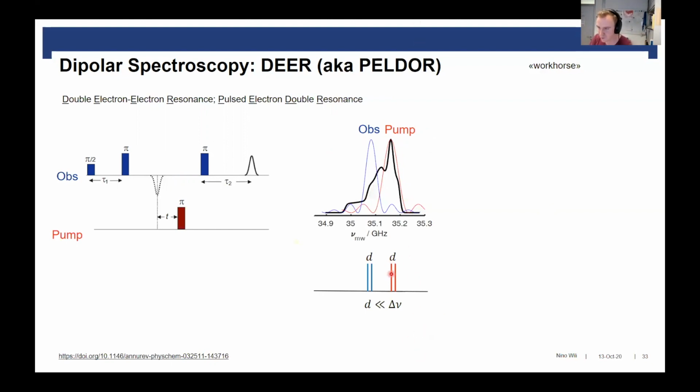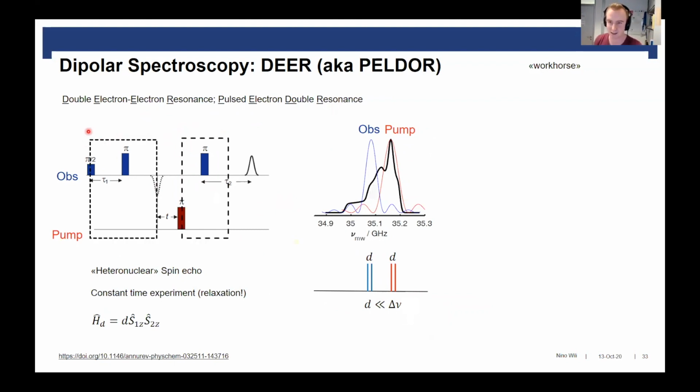Let's say you have two doublets, which are split by the dipolar coupling. If we assume that this coupling is smaller than the spacing between these pulses, then what you have is basically a heteronuclear spin echo. But we do it for a constant time, because otherwise on top of the oscillations, you also have relaxation. If you look at the sequence, from here to here you refocus your dipolar coupling. It's basically just because you have a dead time that you do this echo.